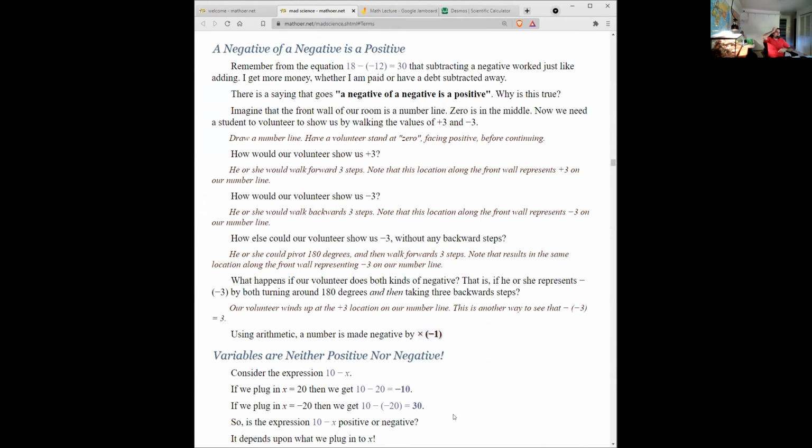Okay, a negative of a negative is a positive. You've probably heard that. When we're multiplying 2 negatives, it's a positive number. So let's figure out why. I need a brave volunteer who can stand up and show us them walking with his or her webcam.